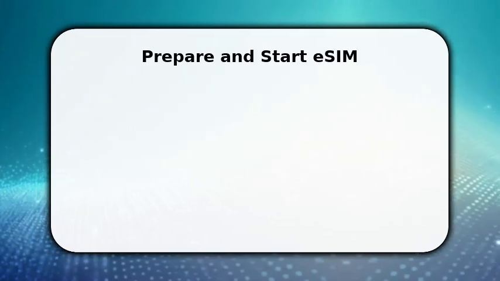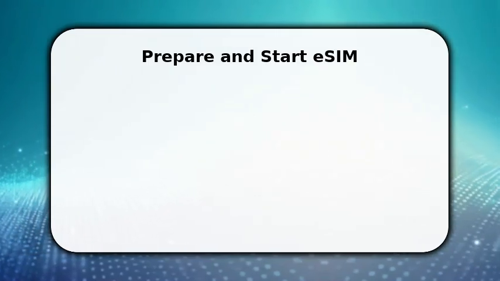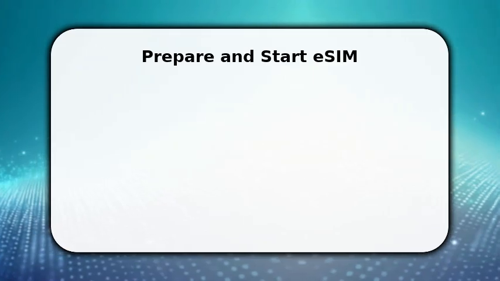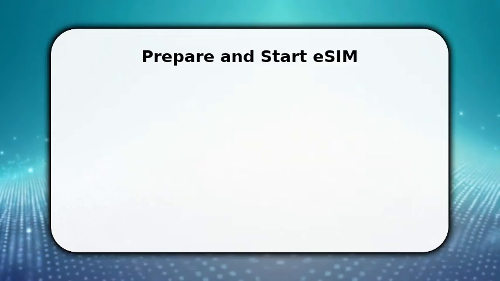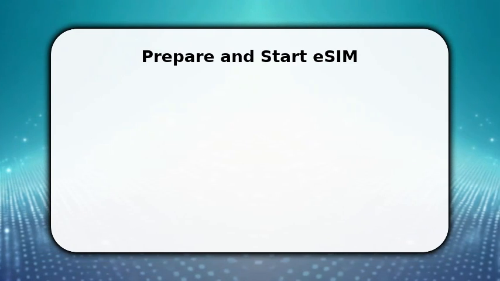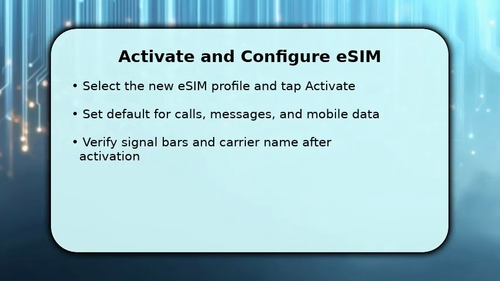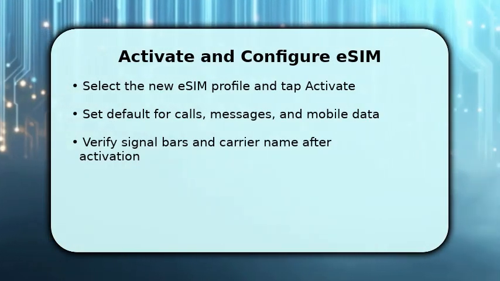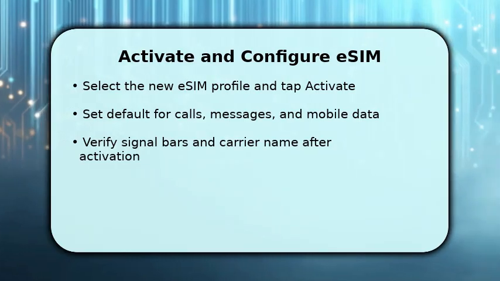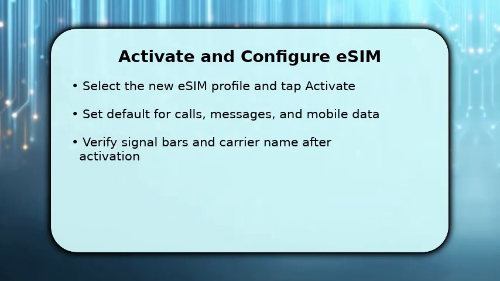Once done, assign a label and choose whether this will be your data line. Make sure Wi-Fi stays connected until the profile downloads to avoid timeouts. You now activate and configure the downloaded profile. After scanning, go back to SIM Card Manager, select the new plan and tap Activate.